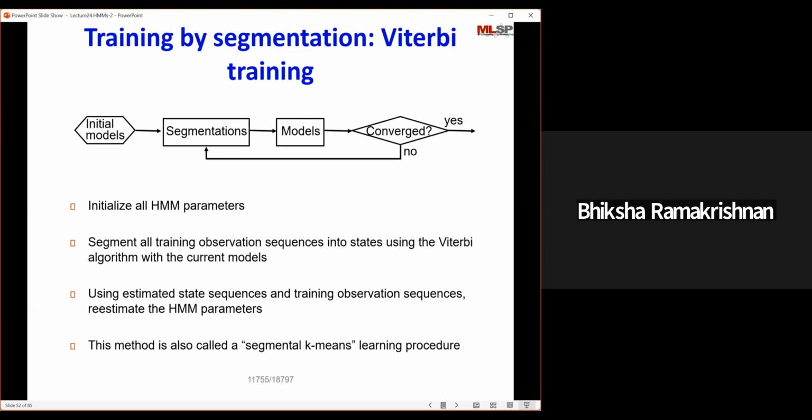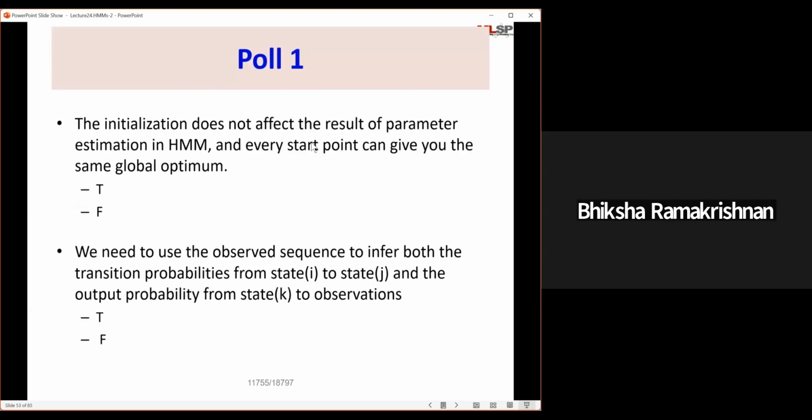Right. And of course, it depends on, so you're going to start out with some initial models and go through this process. So here are a couple of questions. Do you think the initialization affects the result of the parameter estimation? Meaning, can you start regardless of how you initialize the model? Will you end up at the same point?